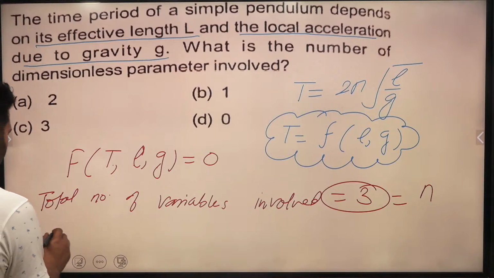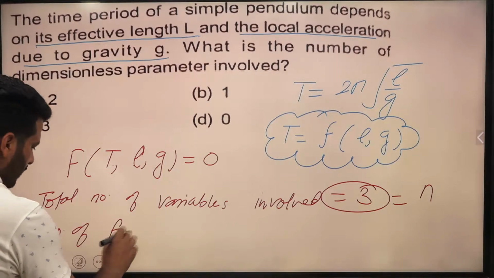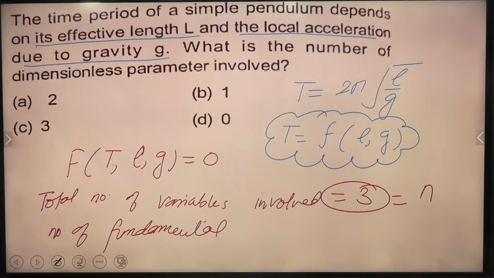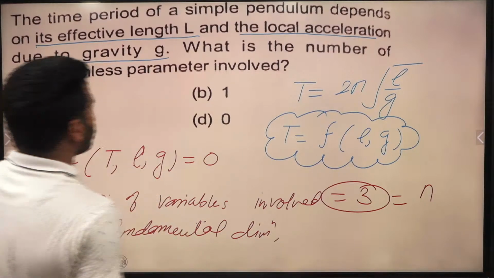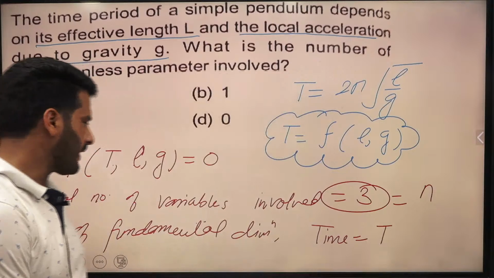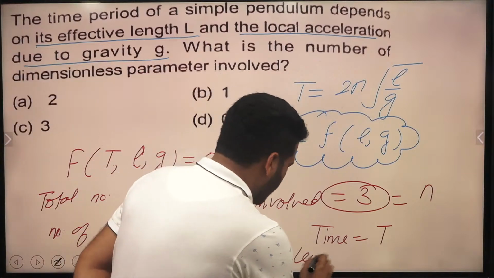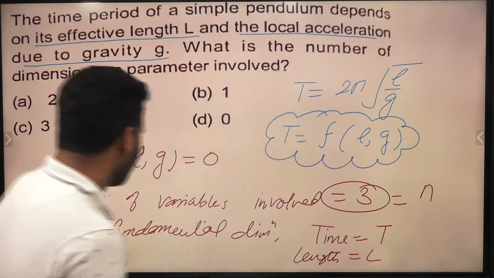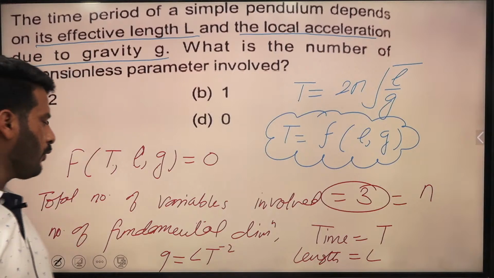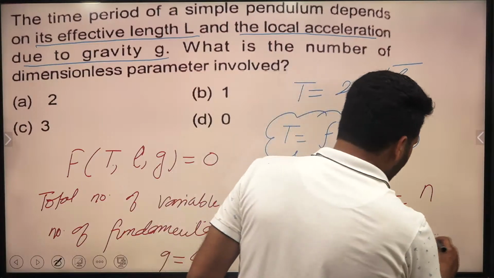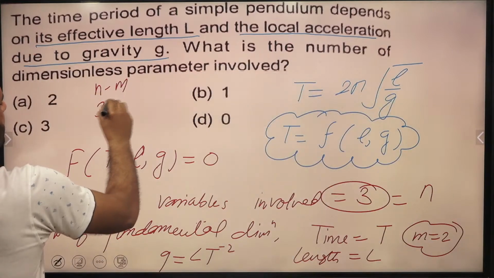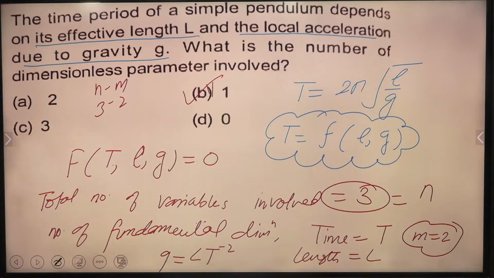So number of fundamental dimensions. Okay, so here time period is in seconds, so time only T, time period will be in seconds, time T, length of pendulum will be capital L. Okay, and G, this is your acceleration due to gravity. So LT minus 2, only 2 fundamental dimensions L and T. So here m equal to 2. So number of dimensionless parameters, so answer is n minus m, that is 3 minus 2. Answer will be option B.